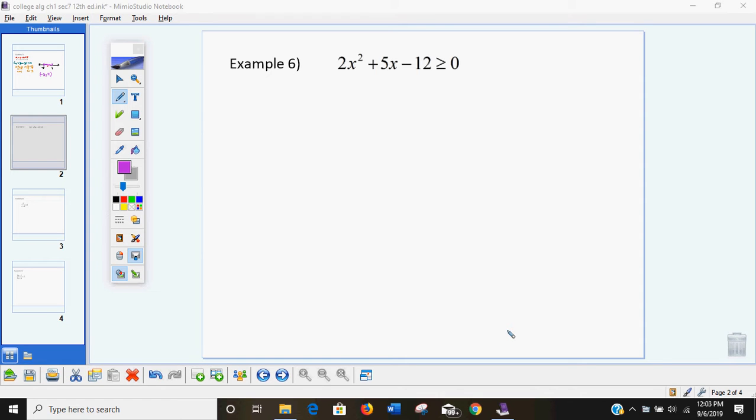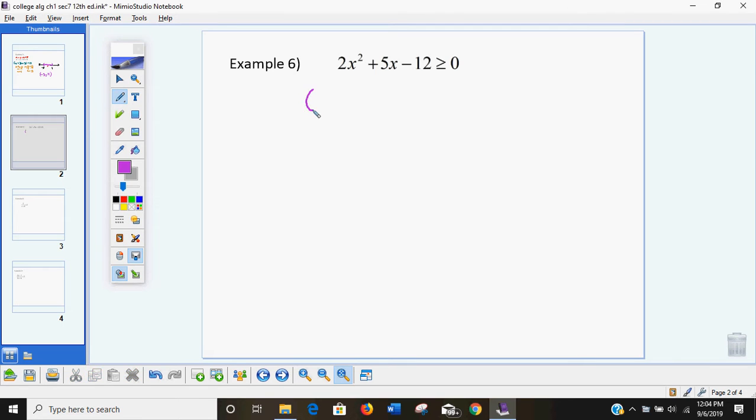Alright, let's look at example 6. This is another one that has an x squared, which means we could have two answers. So we need to factor. We have everything on the left and 0 on the right. So what we're going to do is factor that 2x squared plus 5x minus 12.